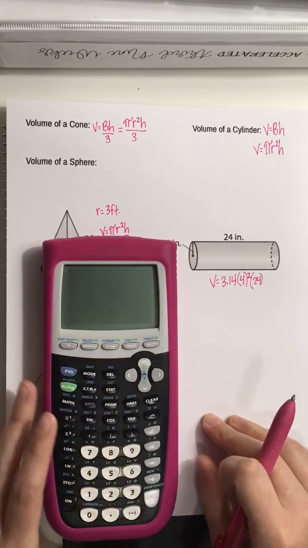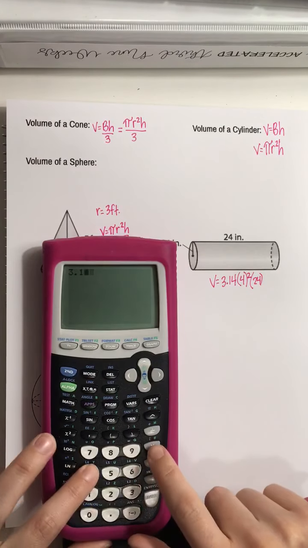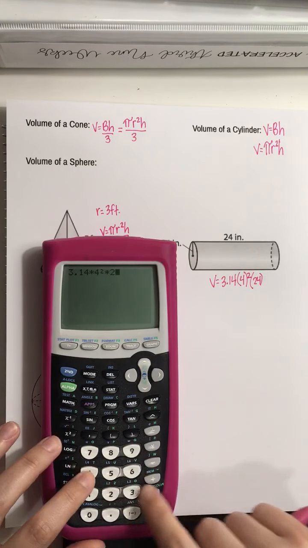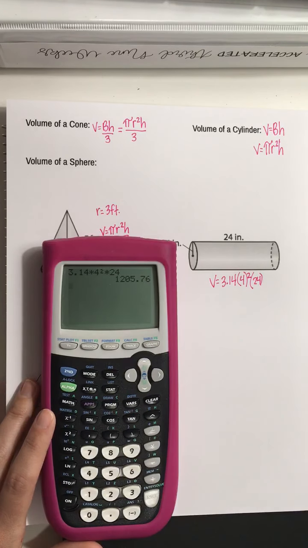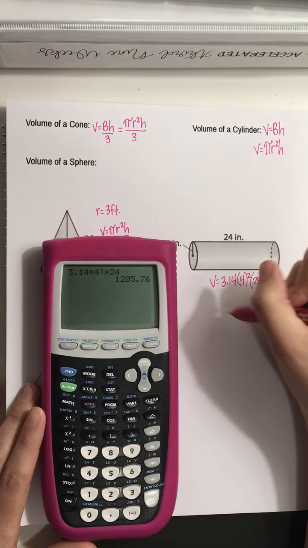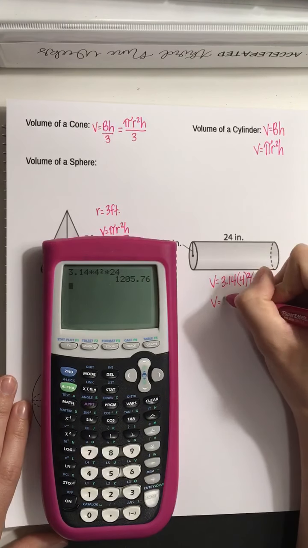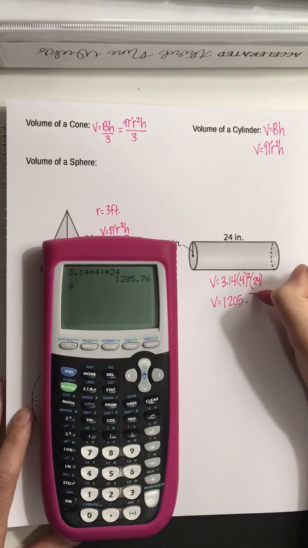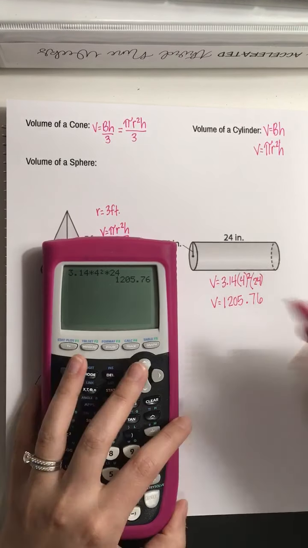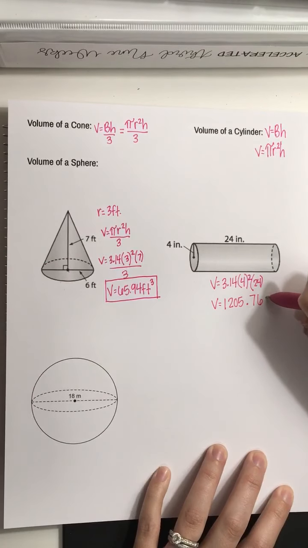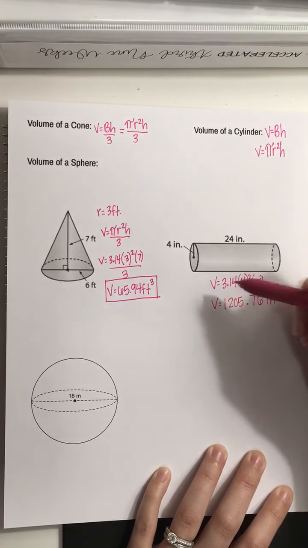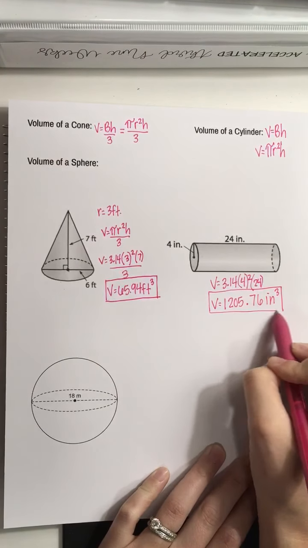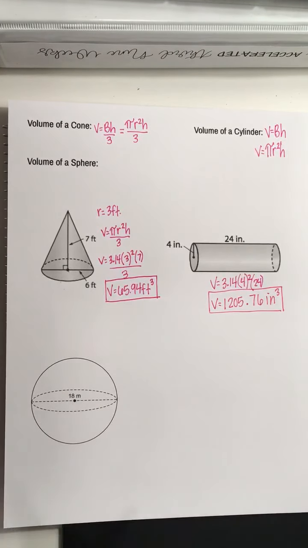So let's go ahead and plug it in our calculator. 3.14 times 4 squared times 24. And remember, we do not divide by 3, so that is our answer. 1,205 and 76/100. All right, and this is inches cubed. Very good. Okay, one more.